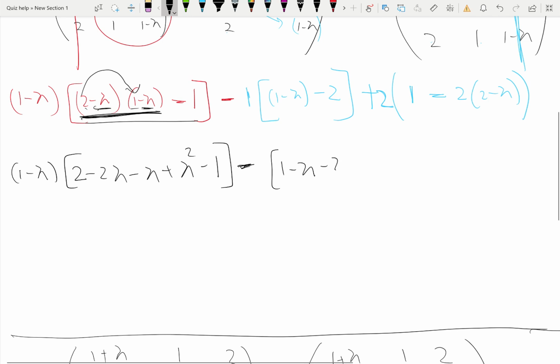1 minus lambda minus 2 here, right? Plus 2, 1 minus, okay, so minus 2, right? Here minus 2. Minus 2 times 2 is minus 4.